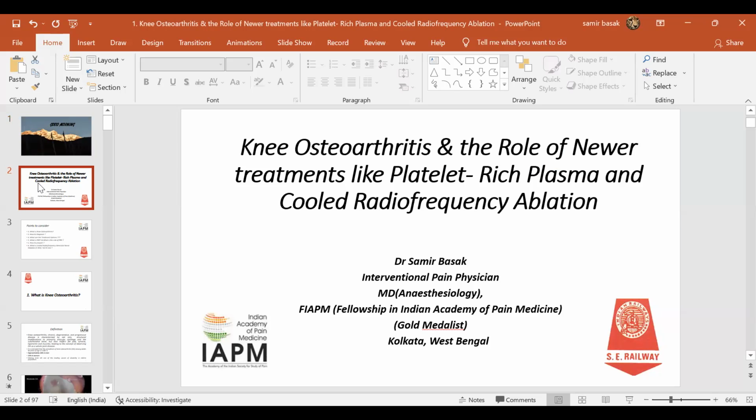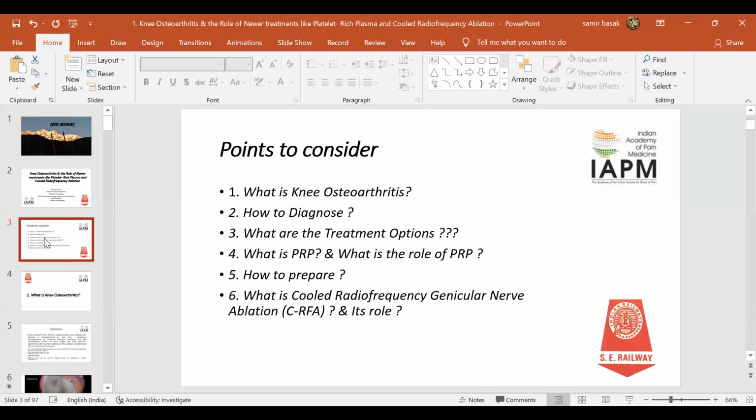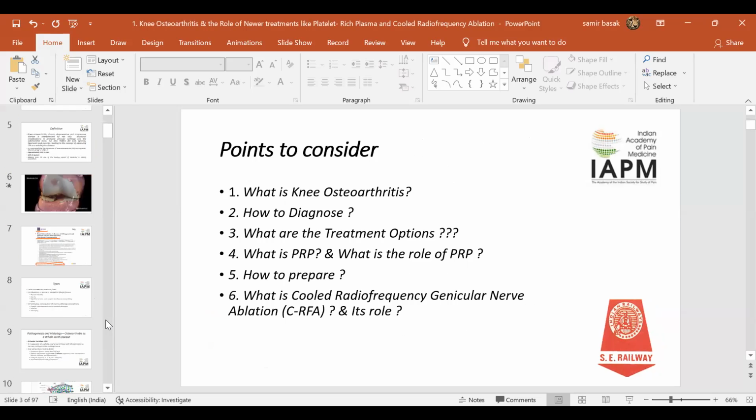This is part 2 about knee osteoarthritis and the role of newer treatments like platelet-rich plasma and cold radiofrequency ablation. In the previous topic, we discussed what knee osteoarthritis is. Today, we will discuss how to diagnose it.